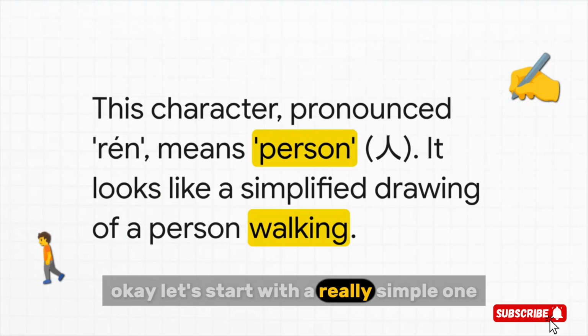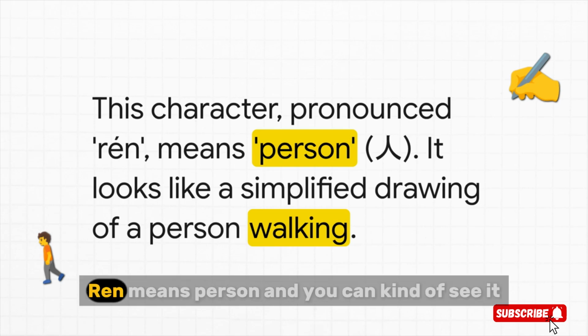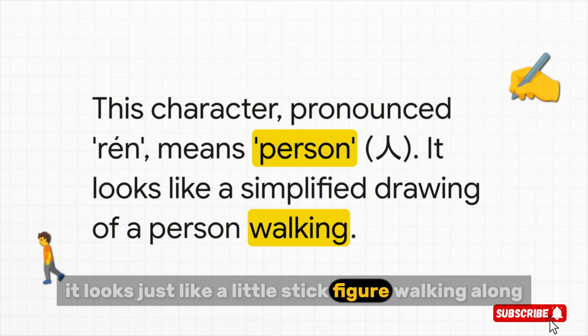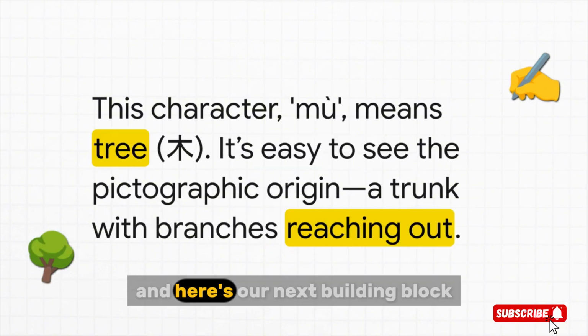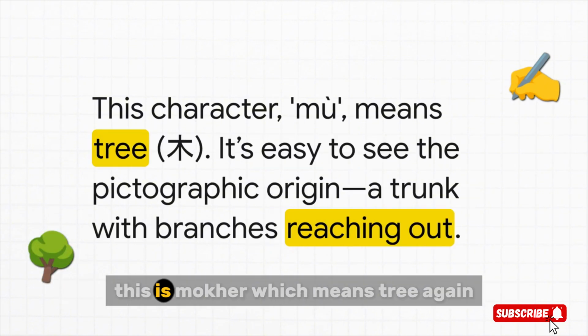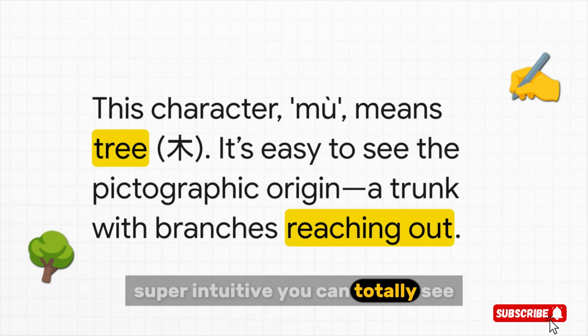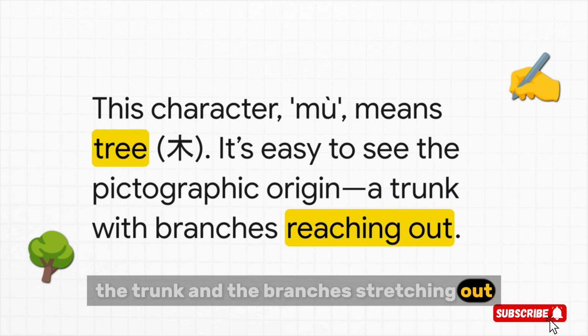Okay, let's start with a really simple one. This right here, ren, means person. And you can kind of see it, can't you? It looks just like a little stick figure walking along. And here's our next building block. This is moku, which means tree. Again, super intuitive. You can totally see the trunk and the branches stretching out.